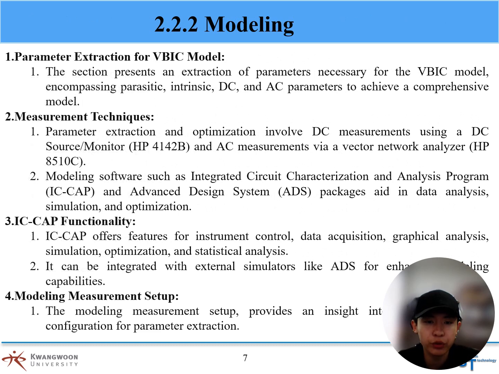This part is modeling. The section presents an introduction of parameters necessary for the MMIC model, encompassing parasitic, intrinsic, DC, and AC parameters to achieve a comprehensive model. Parameter extraction and optimization involve DC measurements using a DC source monitor and AC measurements via a vector network analyzer.